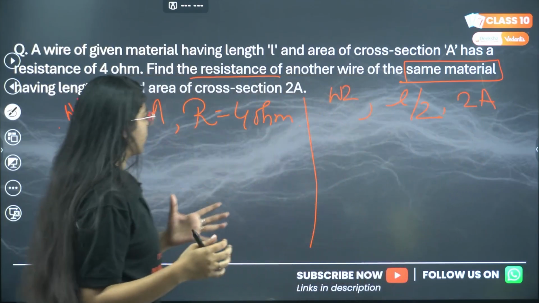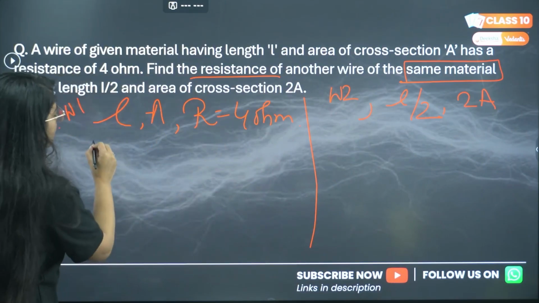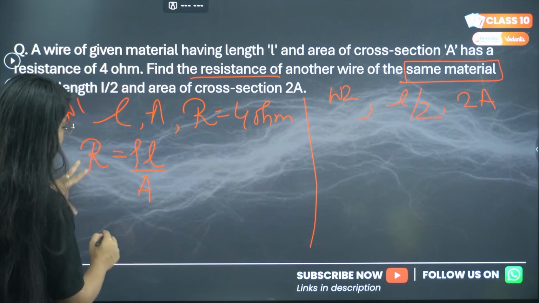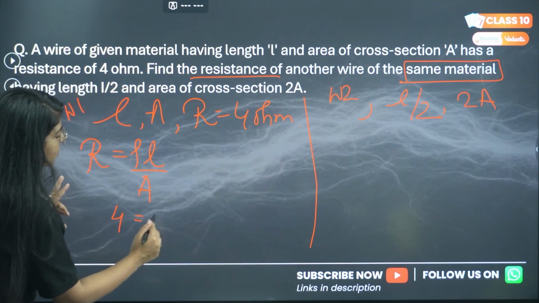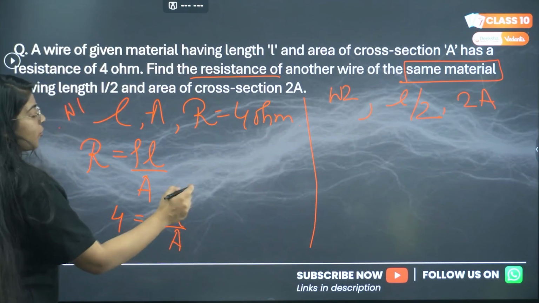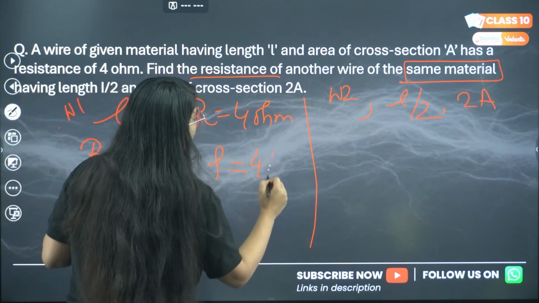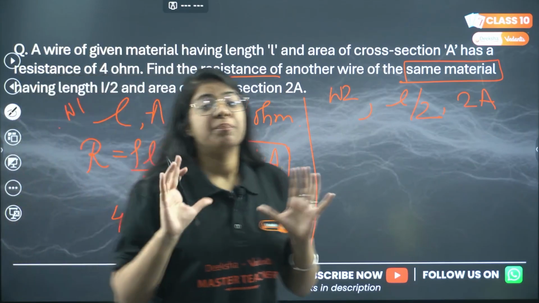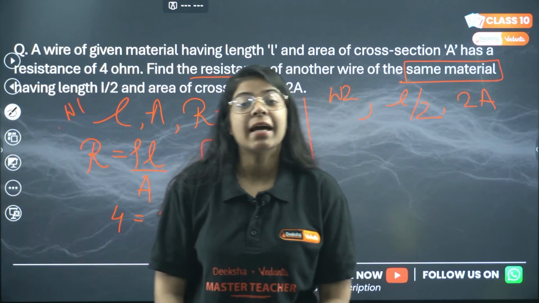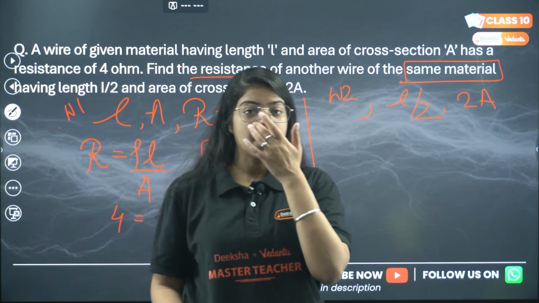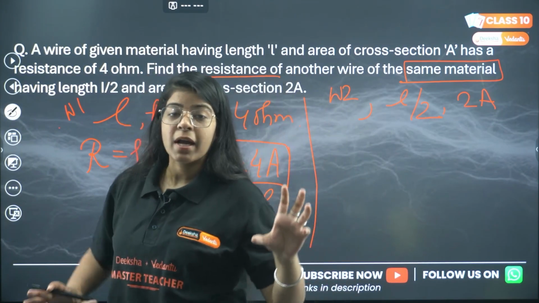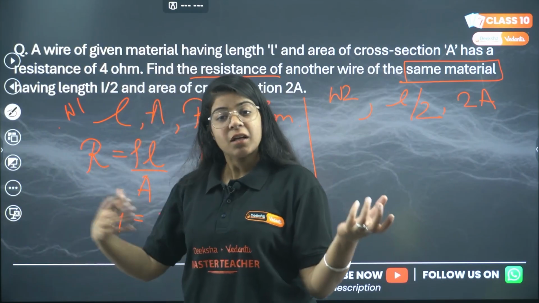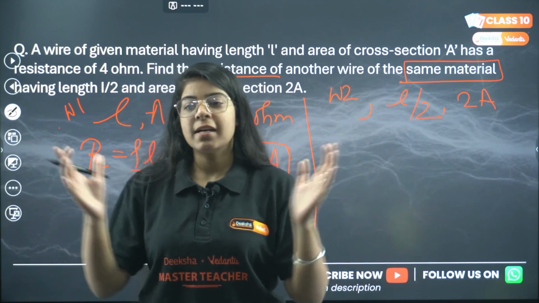How will we solve this question? Now the resistance is given, so first we'll apply the formula of resistance, which is rho L by A. Resistance is given, put 4 in resistance, 4 = rho L by A. So from here the value of rho will be 4A by L. Now we know that if the material of the wire is the same, then its resistivity value will remain the same. The resistivity of copper and another wire of copper will be the same. The resistivity of an aluminium wire and another aluminium wire will also remain the same.